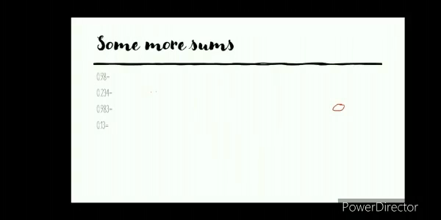So the next sum is 0.983. So let's write 983. Since we have 3 numbers, 3 zeros. Before 3 zeros, 1. So 983 by 1000. Next, 0.13. So write 13. Since there are 2 numbers, 2 zeros, before 2 zeros, 1. That's it. We solved all of them.